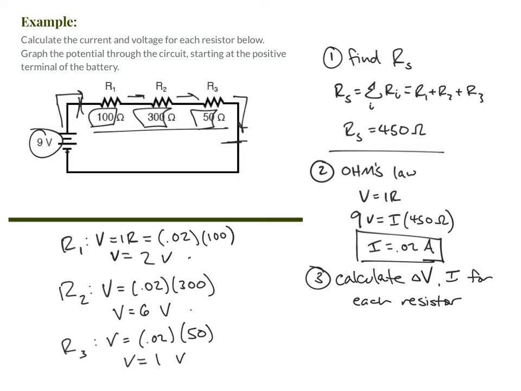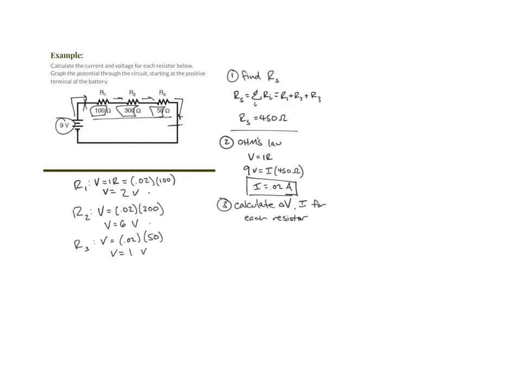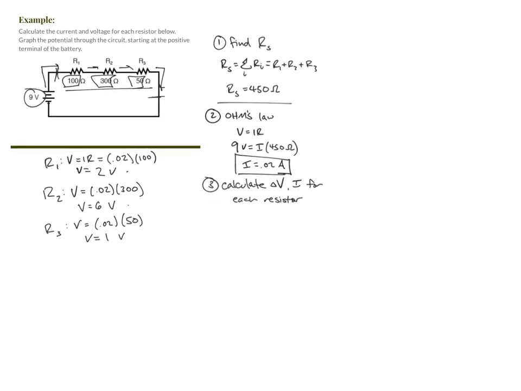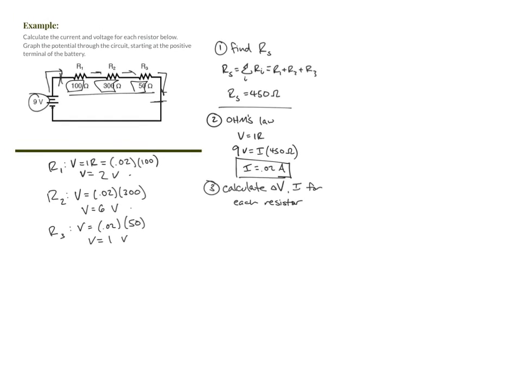And to see that a little bit differently, we're going to graph the potential through the circuit starting at the positive terminal of the battery. I'm going to start a graph here. This is going to be, let me scoot that up a little bit. Down here, this is going to be at the positive terminal.